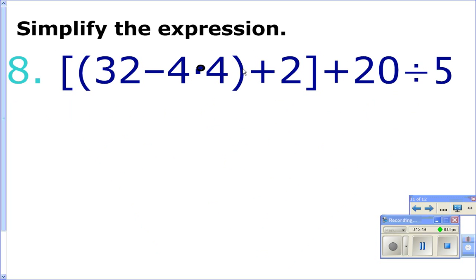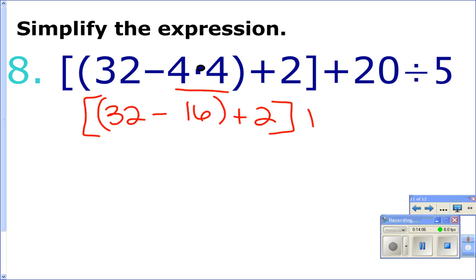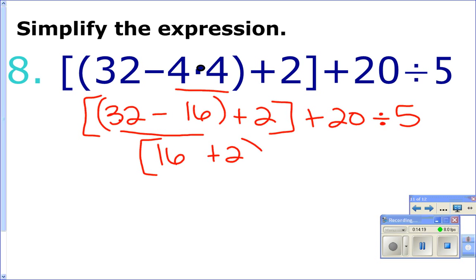Okay, to check, we have parentheses. So inside the parentheses, we have subtraction and multiplication. Multiplication comes first. So we have 32 minus 4 times 4 is 16. And that's in parentheses. And bring down the brackets and everything else. Okay. Then 32 minus 16, that's in the parentheses. So we have 16. Bring down the bracket, plus 2, close the bracket, plus 20 divided by 5.